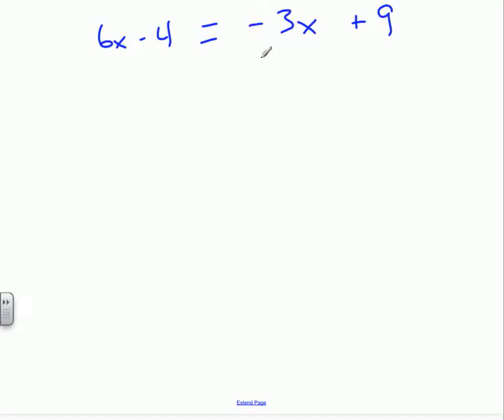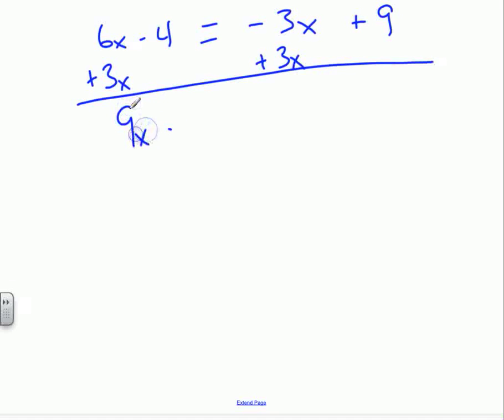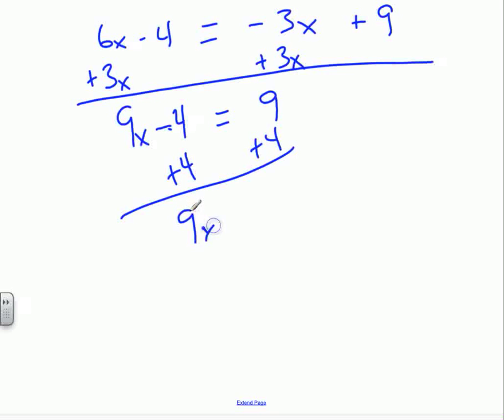Well, negative 3 is definitely smaller, so I'm going to add 3x to both sides. It's going to leave me with a positive x. Get 9x minus 4 equals 9. And then we can add 4 to both sides. 9x equals 13. And then we can divide both sides by 9.